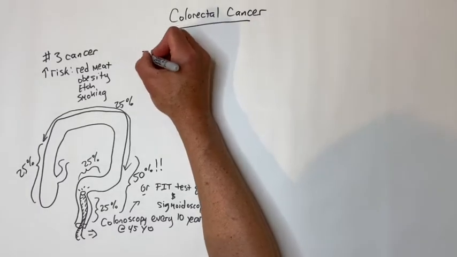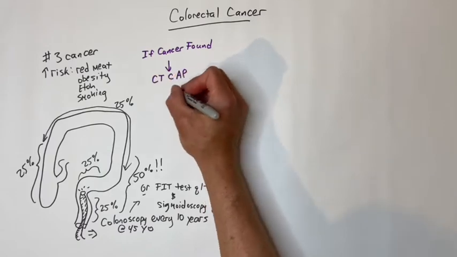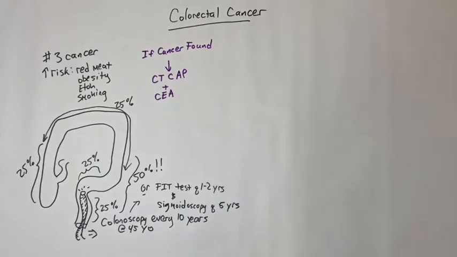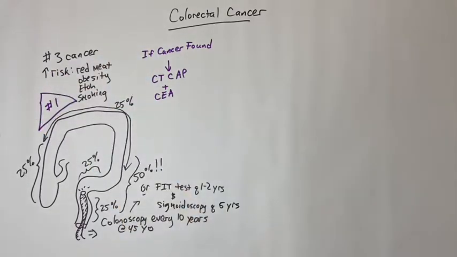Once colon or rectal cancer is diagnosed, CT chest, abdomen, pelvis, and serum CEA is sufficient staging, since the liver is number 1 site of metastasis and lung is number 2.